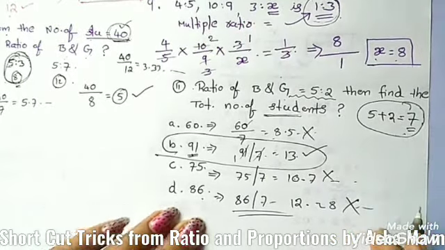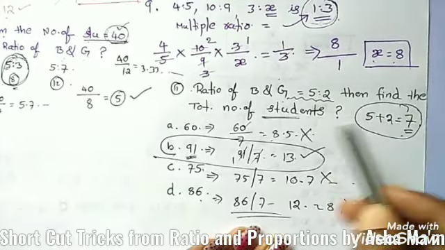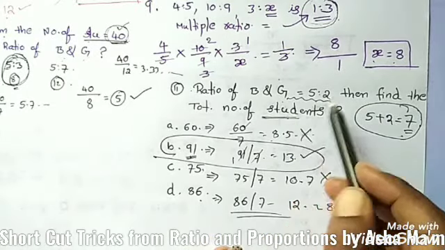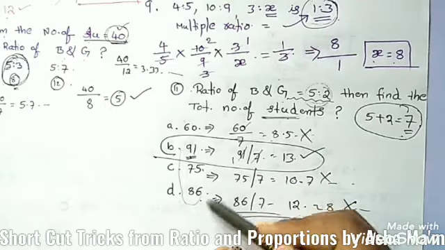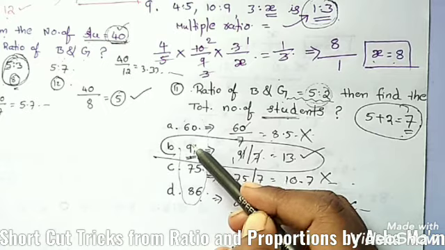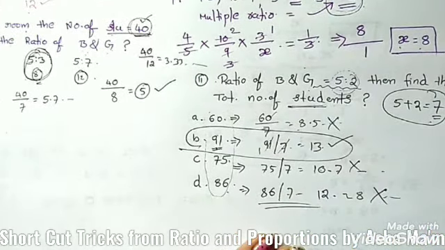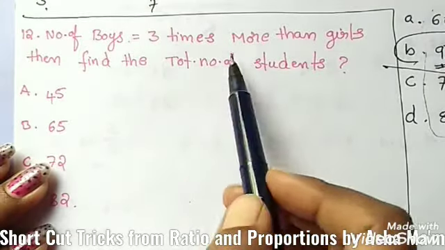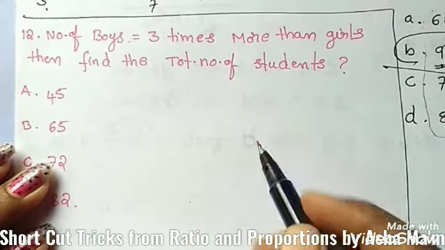Right, like this. If they give the ratio of the boys and girls, then we have to find out the total number of students. Means you can add the ratio first of all, then basing upon these options, you check whether it is divisible by this particular number or not, then only you will get the correct answer. Right, let us see question number 12. Number of boys is equal to 3 times more than girls. Then find the total number of students.